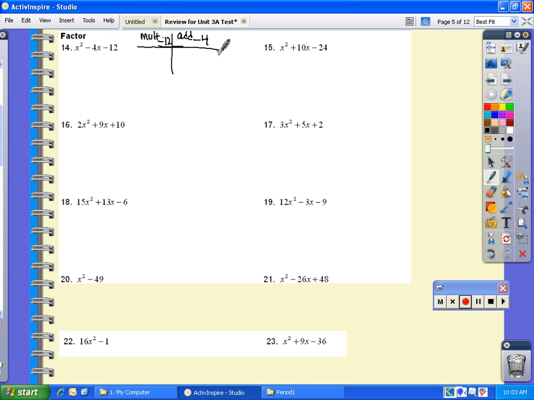So two numbers that work are negative 6 and 2. And now you can go ahead and put them straight into the two binomials. There's no other work required. And you get x minus 6 and x plus 2.